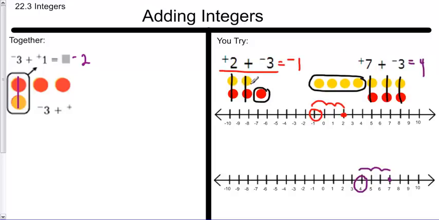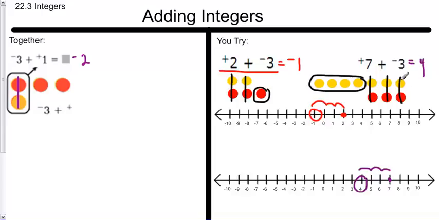So first thing I did is I gave myself 2 yellow circles and 3 red, because remember, yellow is positive, red is negative. So then I crossed off opposites. Because 1 plus negative 1 is 0. So 0, here's another 0. So I'm left with just 1 red, which gives me negative 1. Now if I do it the number line way, I start at 2, and then I count backwards 3, which leaves me at negative 1.